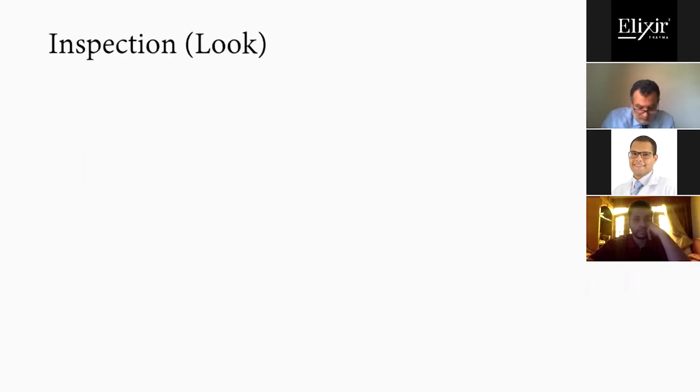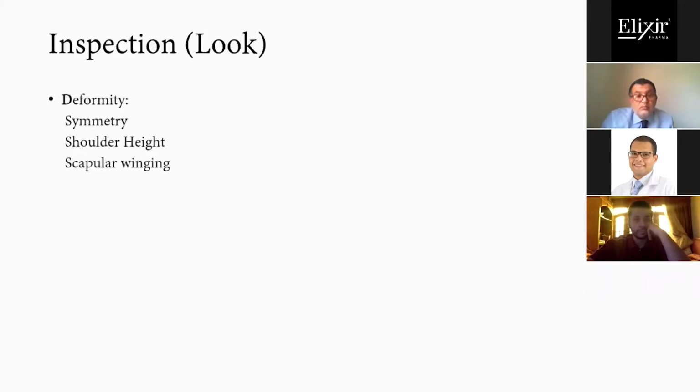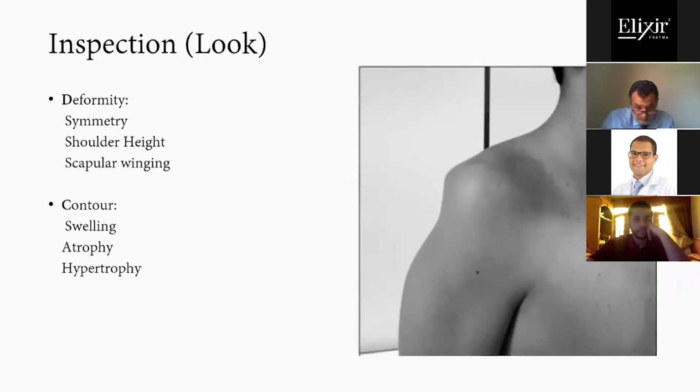Starting with inspection, following the abbreviation DCS, first start with looking for any deformity. Look at both shoulders, look for any asymmetry, check the shoulder height and any scapular winging. Look for the contour of the muscles. Is there any muscle wasting? As an example here, deltoid wasting. Is there any atrophy of the supraspinatus or infraspinatus muscles in chronic cuff tears? And check the skin for any scars from previous operations such as arthroscopy or open reduction internal fixation of the shoulder, for example.